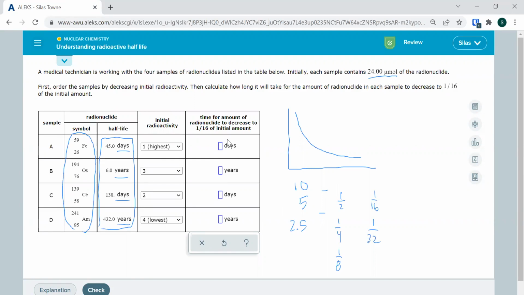And so the next part of the question, and this will change on each one, is how long to get to a certain amount. And this one is 1/16th. So it's 1, 2, 3, 4 half-lives. So I'm going to multiply this number by 4 to figure out how many days or years or minutes it takes to get to 1/16 of the starting point. So let's do 45 times 4, and we'll work through these.